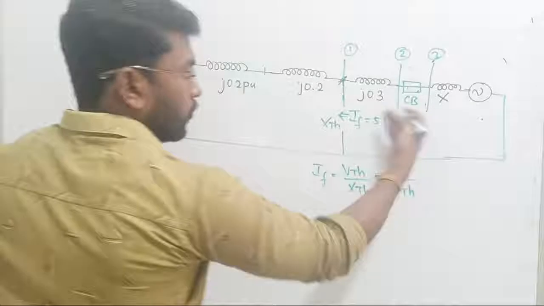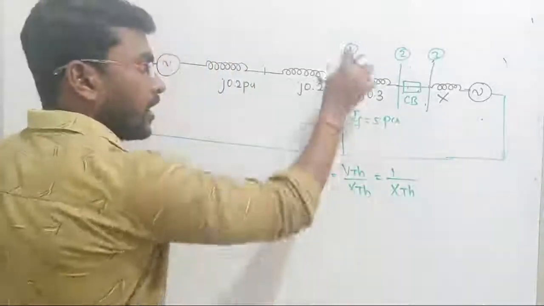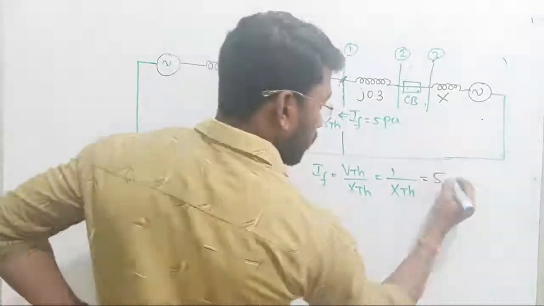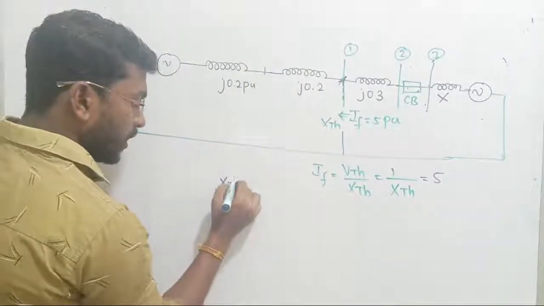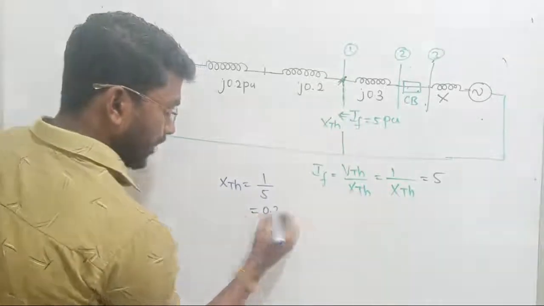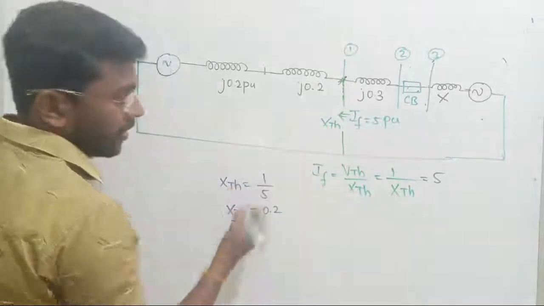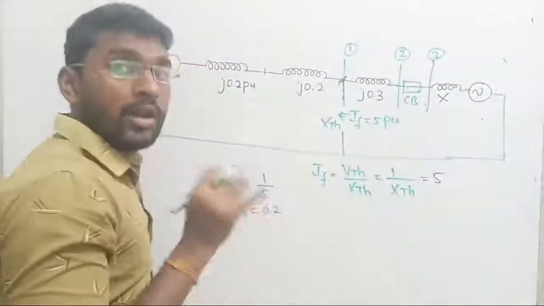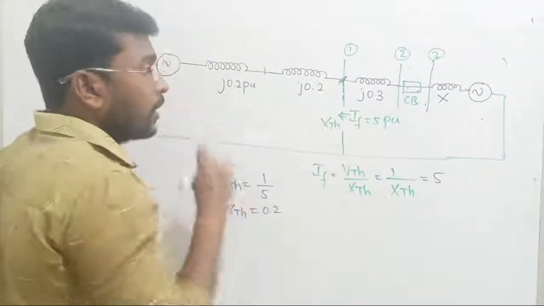See here, if I observe from here, according to the procedure, the fault current has been given as 5 ampere. Let me equate: this fault current should be equal to 5 ampere, such that the value of Xth should be equal to 1 by 5, which is 0.2. But Xth is not our target. There is an unknown parameter in Xth, and that is your target. You have to think logically for this question.